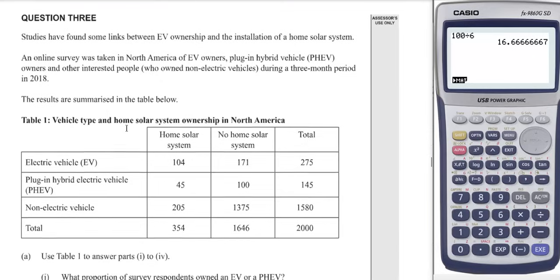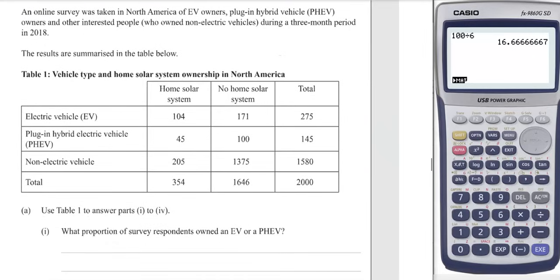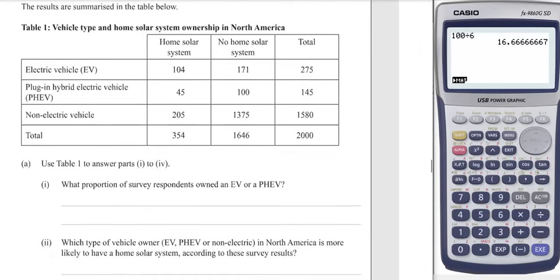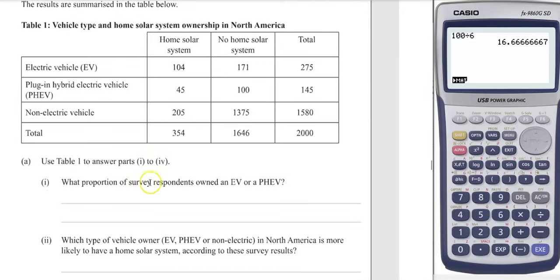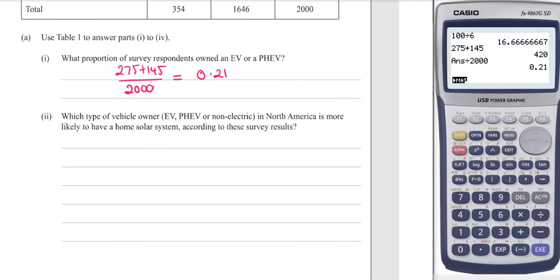Okay, let's move on to question 3. Okay, so we've got this table of information. What proportion of survey respondents owned an EV or a PHEV? Okay, so we want the total of EV or PHEV out of the total respondents. That comes to 0.21.